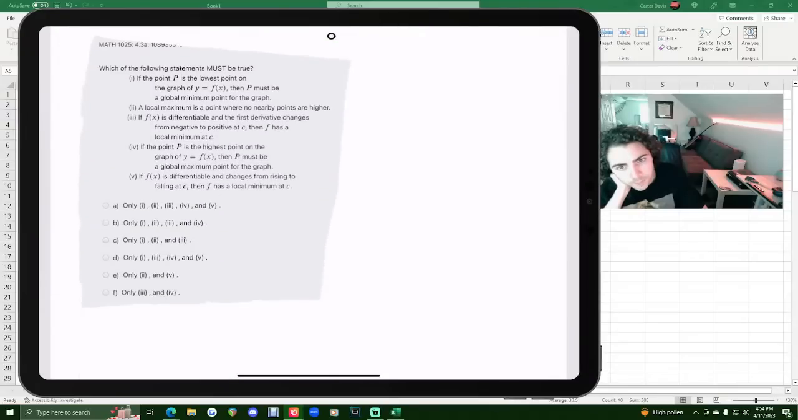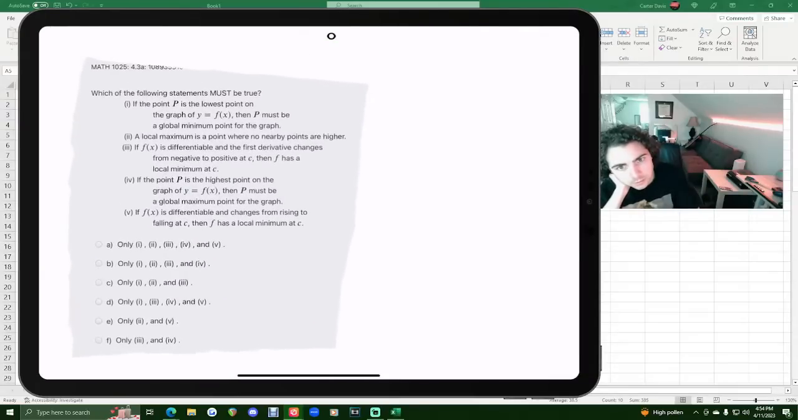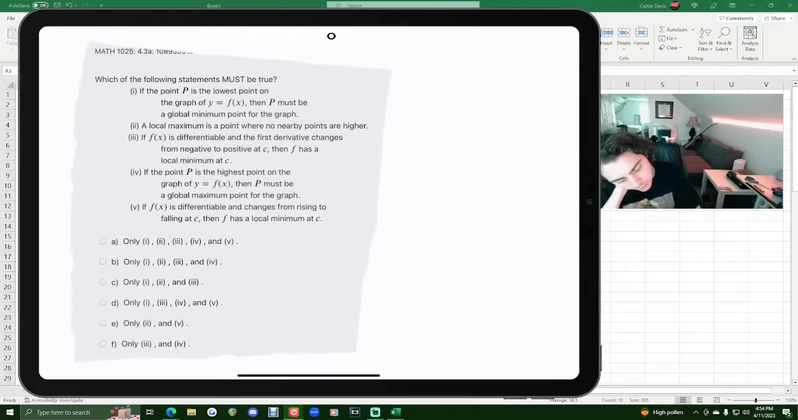Let's keep going. This looks a little clunky and crazy, sorry. Let's talk about some statements though. If the point P is the lowest point, then P must be a global minimum. That is true. That's kind of just a definition thing. If it's the lowest point on a graph, then that must be the global or absolute minimum.